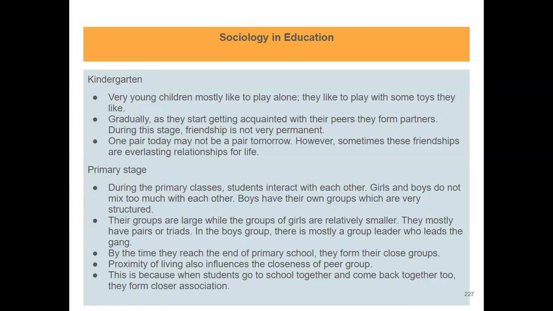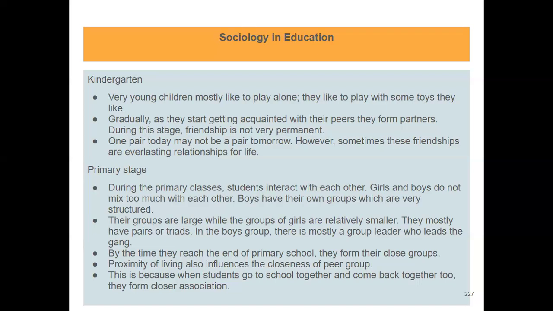Girls and boys do not mix too much with each other. They have separate groups mostly. And the boys' groups are very structured. Normally, the boys' groups are larger than the girls' groups. The girls mostly make friends with one or two other girls.